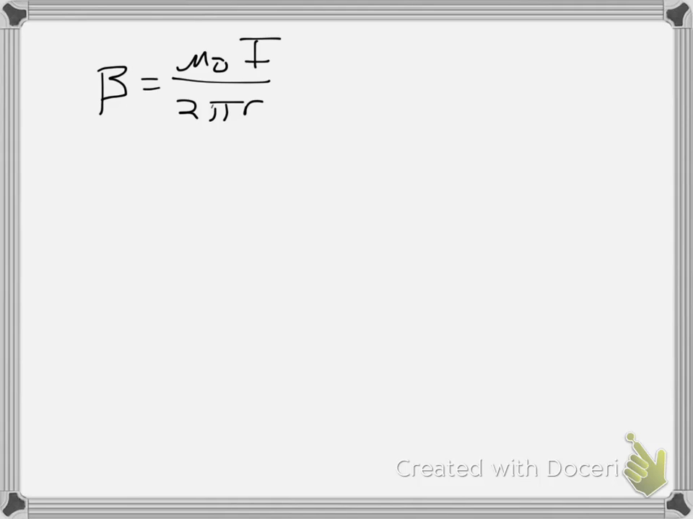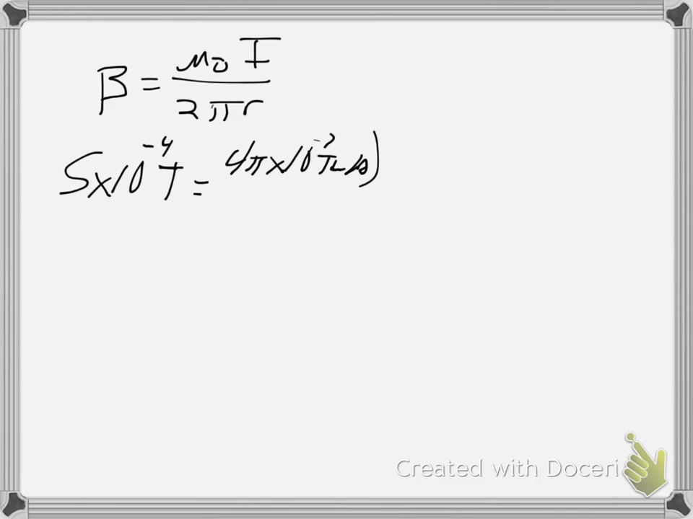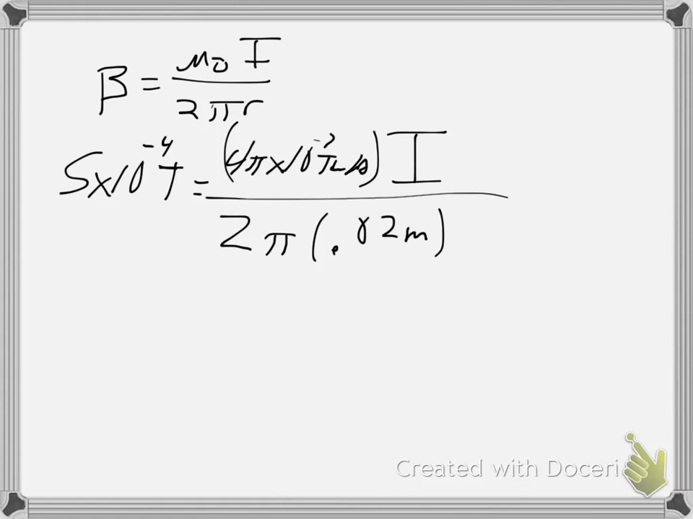So if I plug in my value of magnetic field at that point, which was 5 times 10 to the negative 4 Tesla, that's just the point I circled on the graph a minute ago, it equals mu naught, which is 4 pi times 10 to the negative 7 Tesla meter per amp, a constant, times I, which I'm looking for, over 2 pi, and my radius at that point is 0.02 meters.